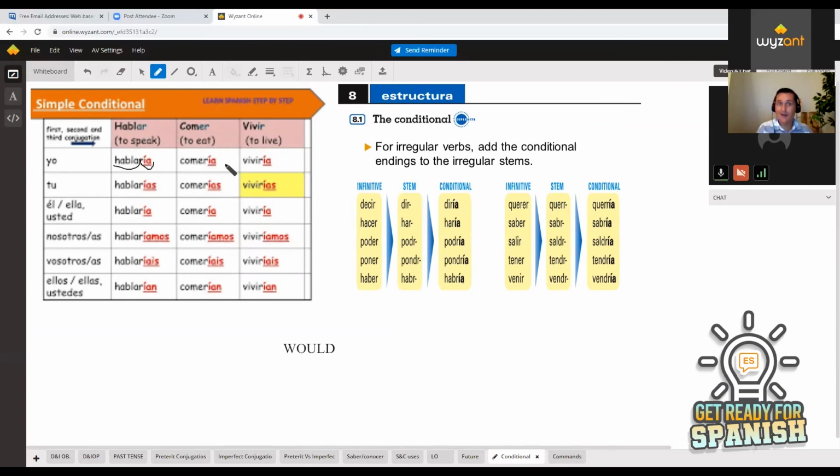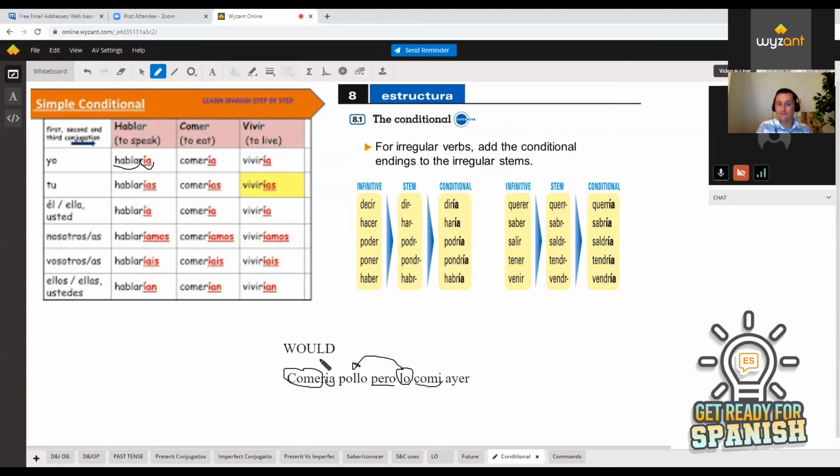Okay, and then I'm using a direct object pronoun. Let me write it down. Comería pollo, pero lo comí ayer. All right. See, I would eat chicken. Comer plus ía. I would eat chicken, but lo comí ayer. I ate it yesterday. Preterite. This lo is the direct object pronoun for chicken. Okay, we were talking about that before.